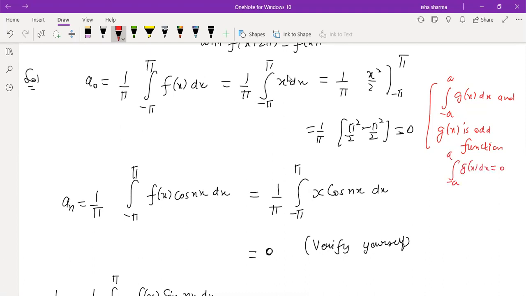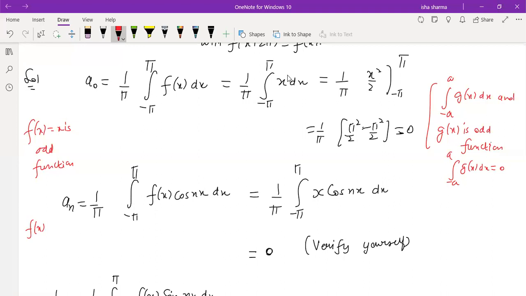So that is why a naught and a n are turning out to be 0. What is f(x)? f(x) is x. We know that f(x) equal to x is an odd function, right? I just hope everybody is clear with the definitions of odd function and even function, but otherwise I'll define them again in the next class.